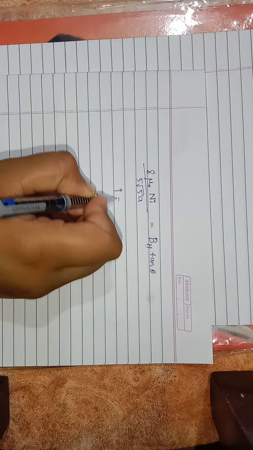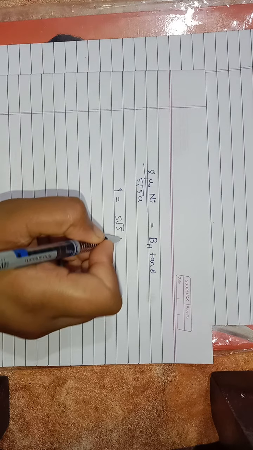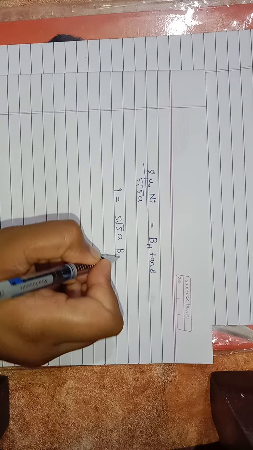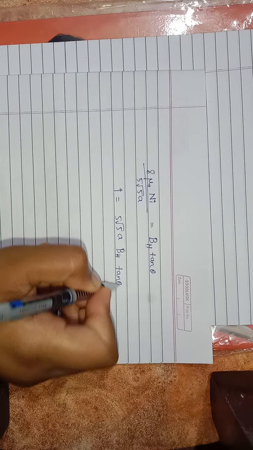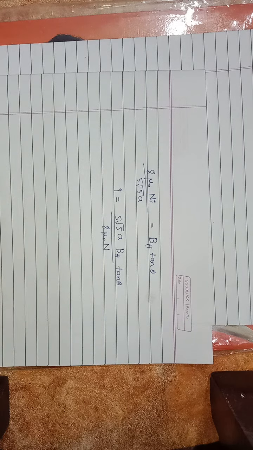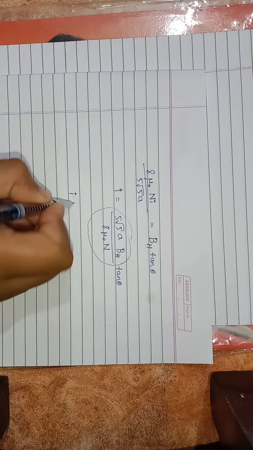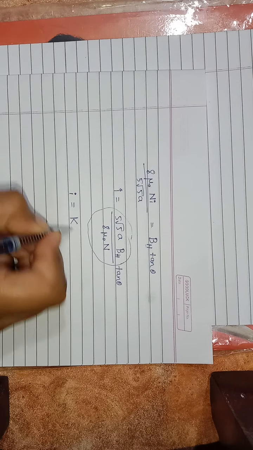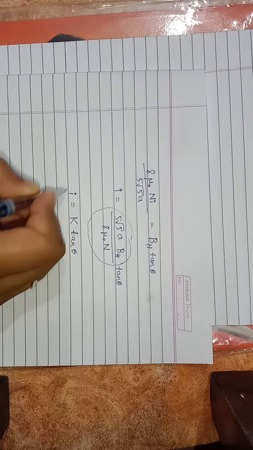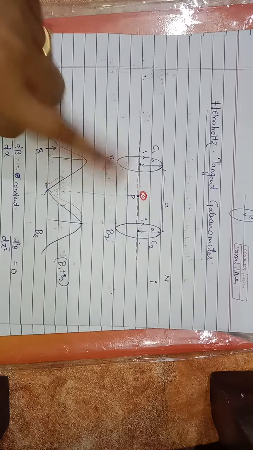So hence the I value we can obtain it as, sending all the terms here, 5 root 5 a BH tan theta divided by 8 mu naught n. Now all these terms, let's call it as one constant K, tan theta. So this is the value of current flowing in these two coils.